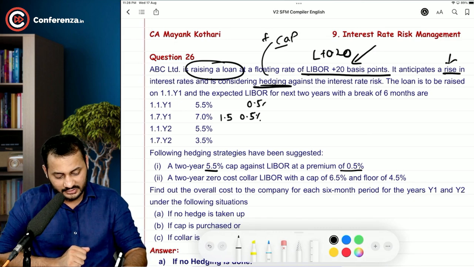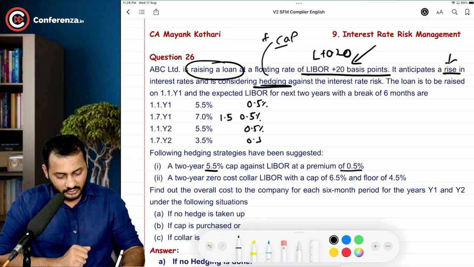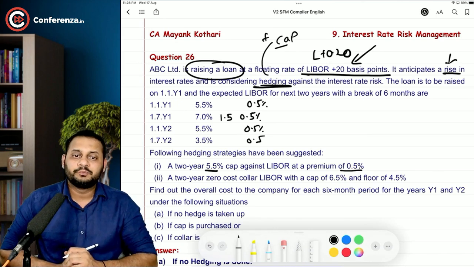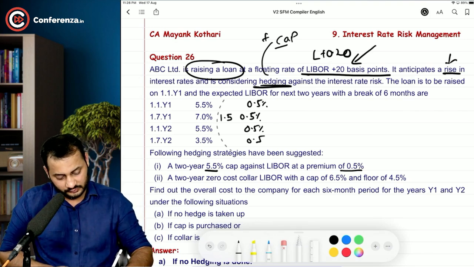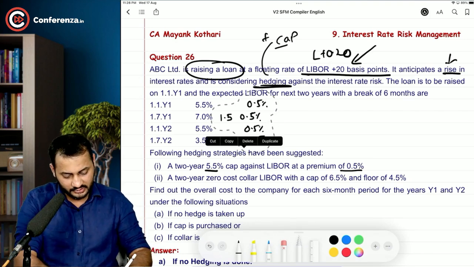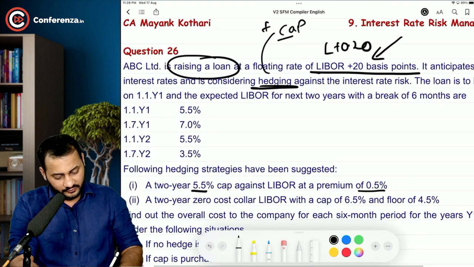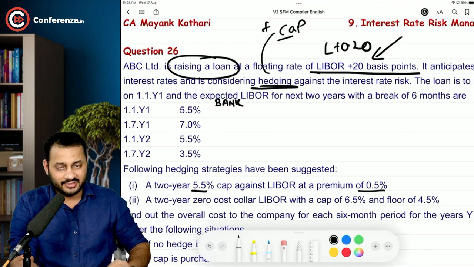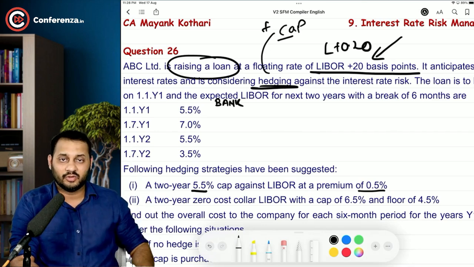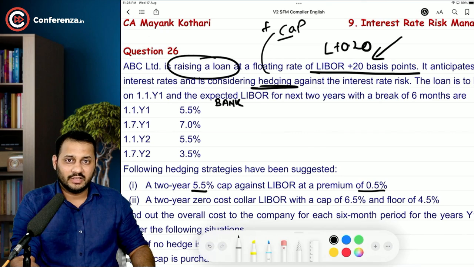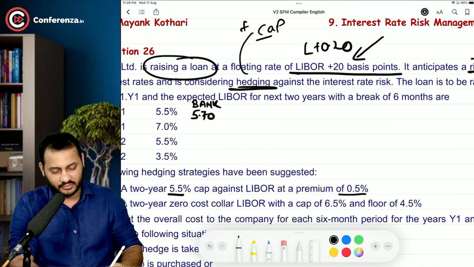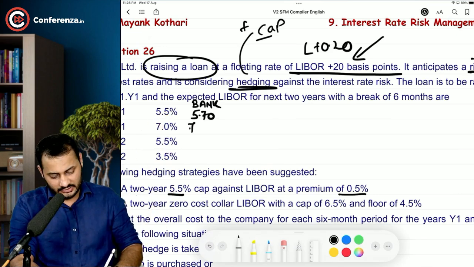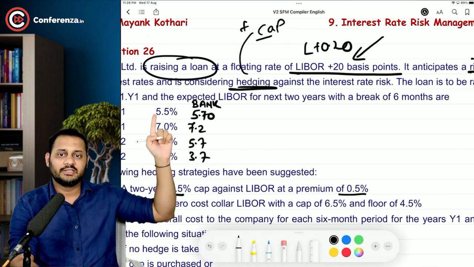Premium will be paid in all the cases, no matter whether you are exercising the option or not. Again, one more thing. There are 3 things that will happen. Let me just complete. First, you will pay to the bank the interest that the bank deserves because you are borrowing, you are the borrower. So what will happen? The bank payment will be LIBOR plus 20 basis point. To the bank you will pay 5.7, 20 basis point more than this, 7.2, 5.7, 3.7.